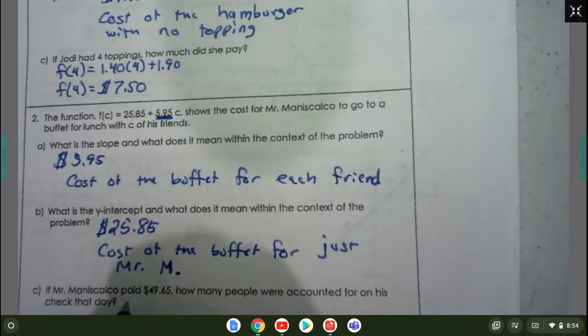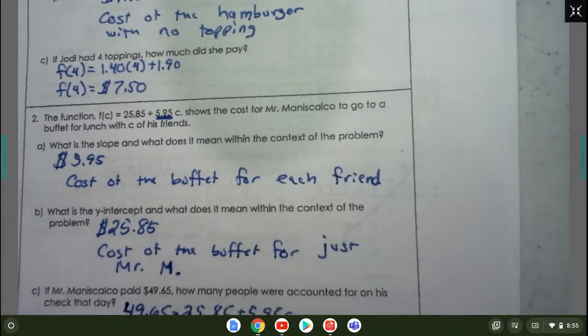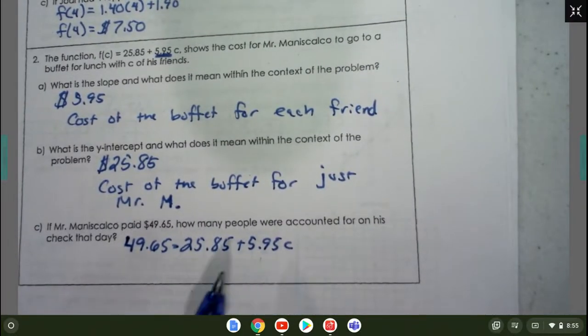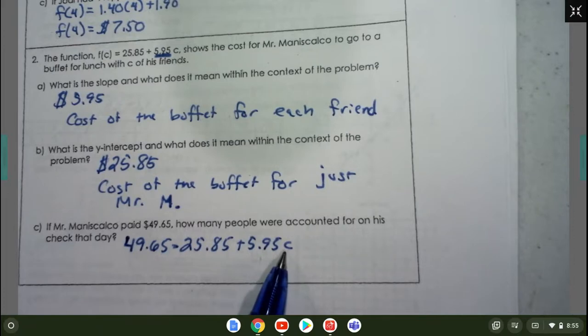Yikes. So we're solving for C on this one. So we're going to do the $49.65 equals the $25.85 plus the $5.95 C. This is a little different. We didn't do this when we were solving our functions. We were plugging in for C. But this is not that. This is asking how much. This is telling us how much he paid, the total cost, and we're supposed to solve for C, how many friends he had.